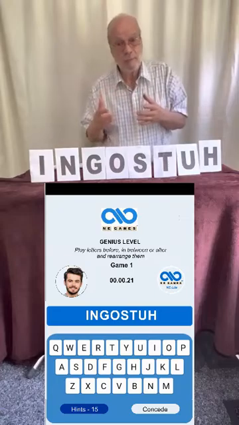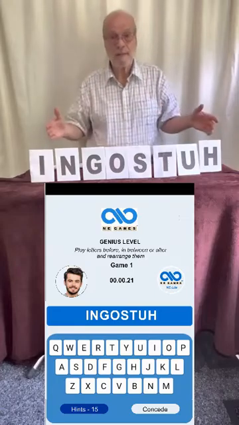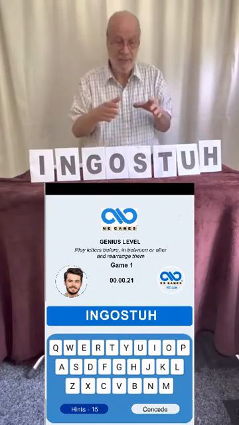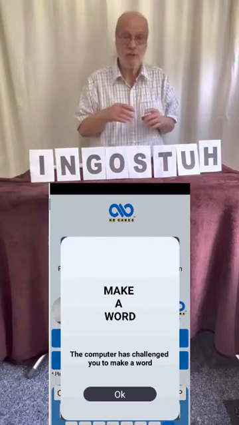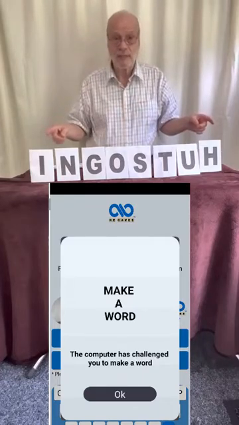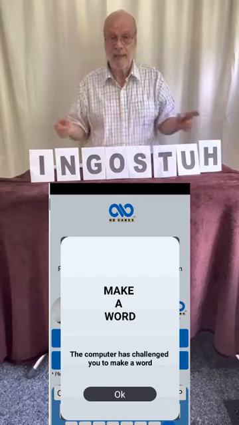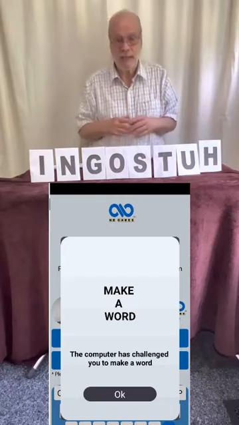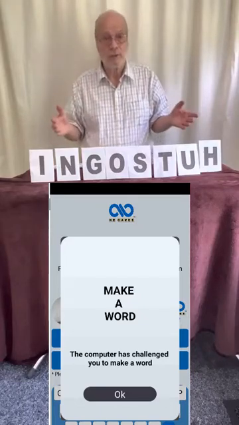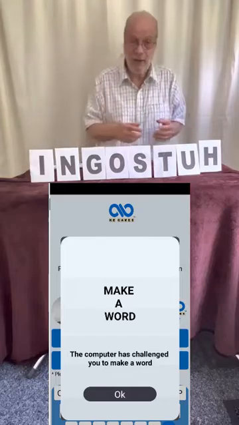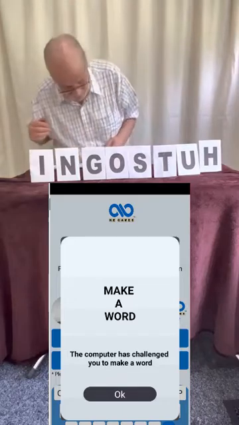Now if you can make a word out of that, then you would win the challenge. Because at this moment, NE-Lite would challenge you to make an 8 letter word. If you can succeed in making an 8 letter word, you win. And if you fail, then you lose. So let's see if there's an 8 letter word here. I believe there is.